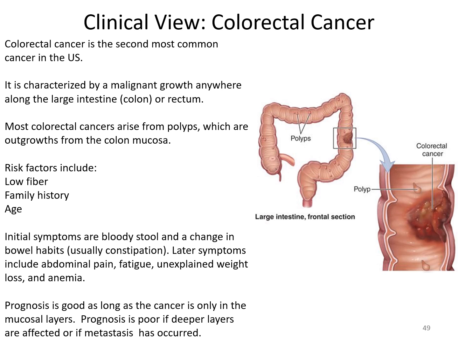Your initial symptoms are going to present as bloody stool and a change in bowel habits, which usually translates to constipation. Later, it can cause abdominal pain, fatigue, weight loss, and anemia. The prognosis depends on how early you catch it. If the cancer has only reached the mucosal layers, the prognosis is fairly good. If you don't catch it until it has reached the deeper layers or metastasis has already occurred, it's going to be a less optimistic prognosis. It's going to require a more aggressive form of treatment.